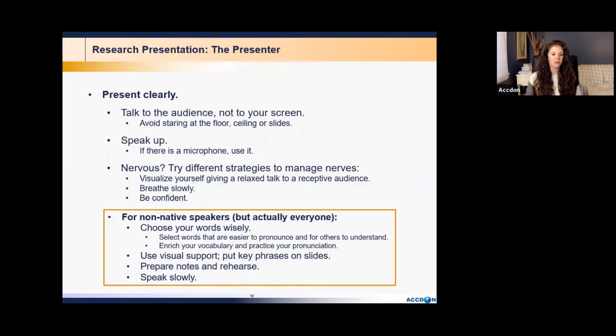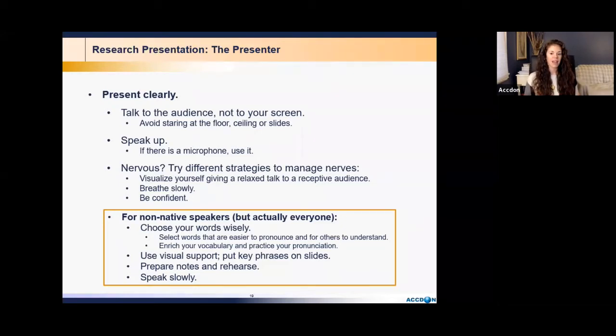Very briefly, you can visualize yourself giving a relaxed talk to a receptive, welcoming audience. You need to breathe slowly and speak slowly, and also project confidence. If a speaker isn't confident, the audience might lose interest or just not be as engaged, because you're the expert on your findings and you should be telling them the exciting information that you're ready to present. If you don't look excited, the audience will not be as engaged.